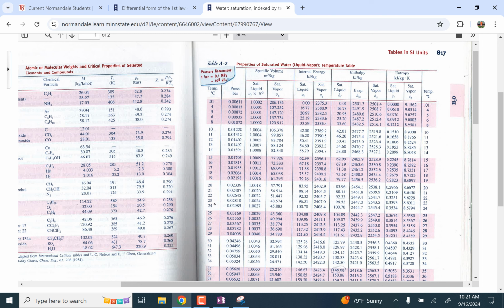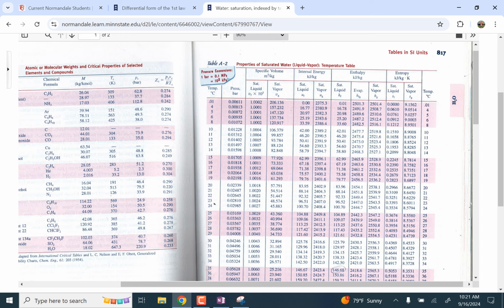So we have two of these saturated water tables. We have one that's indexed by temperature, that's this one. And so the idea is if you know that this water is at its boiling point, then for a given temperature, it has to be at this corresponding pressure. Otherwise, it wouldn't be at the boiling point.